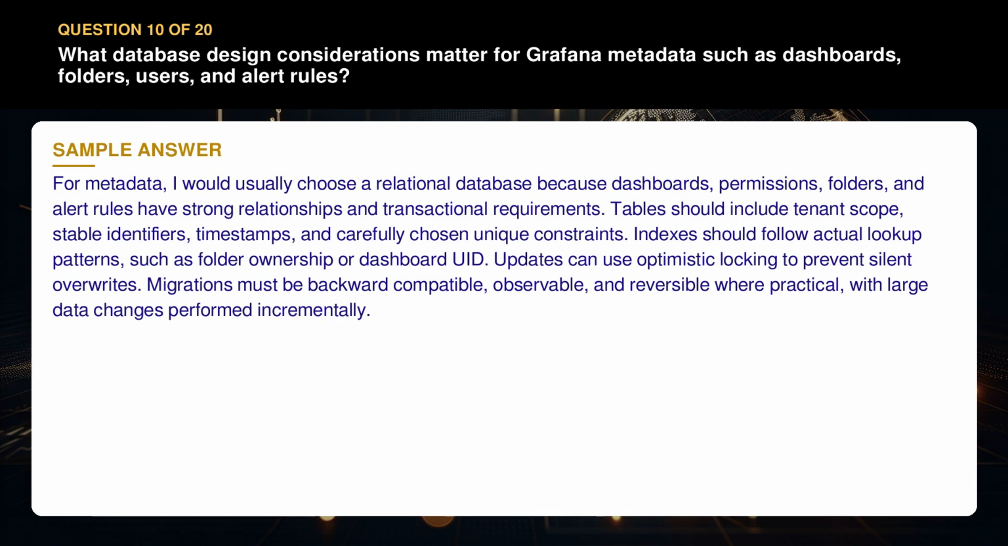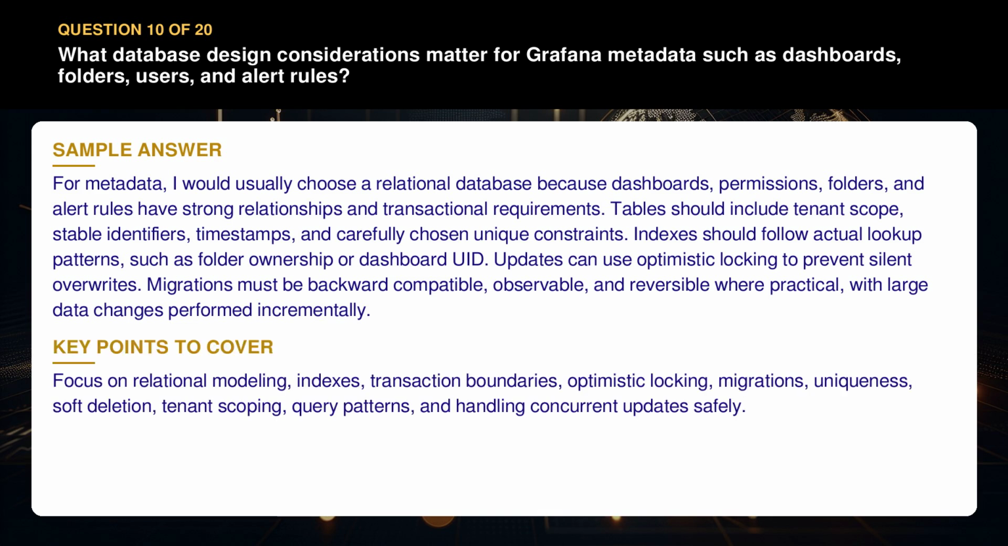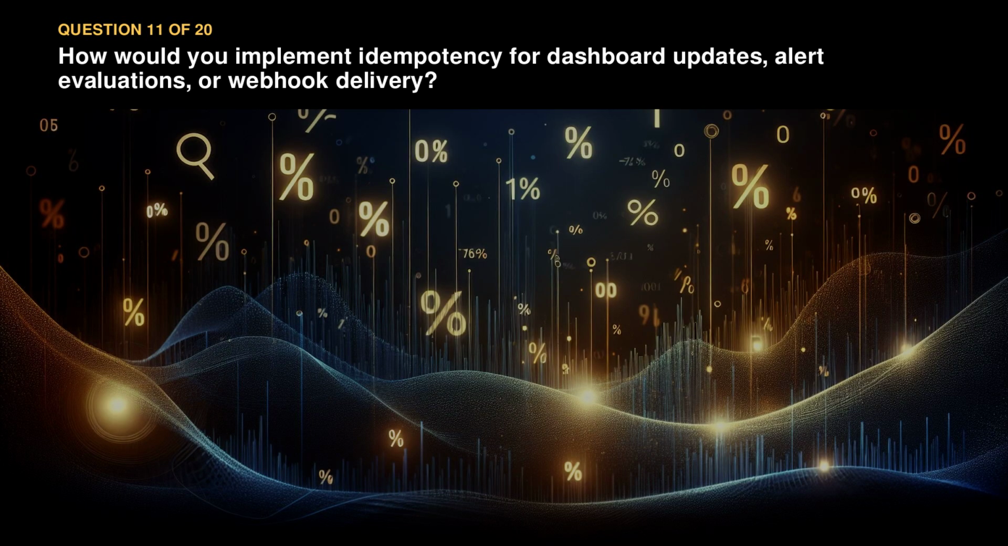Updates can use optimistic locking to prevent silent overwrites. Migrations must be backward compatible, observable, and reversible where practical, with large data changes performed incrementally. Focus on relational modeling, indexes, transaction boundaries, optimistic locking, migrations, uniqueness, soft deletion, tenant scoping, query patterns, and handling concurrent updates safely.